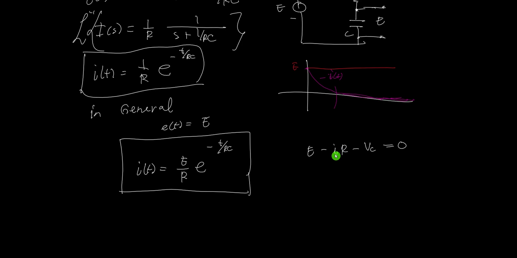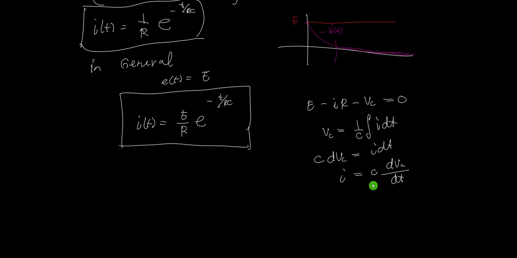And we need to relate the current with the capacitor voltage. Remember what is V_C? This is just equal to 1 over C, the integral of i dt. So if we solve for the current here, we can take the derivative at both sides. So this will be the derivative equals C and i dt. So i, therefore, is just equal to C, the derivative of that voltage with respect to time. So we can substitute it in our equation.